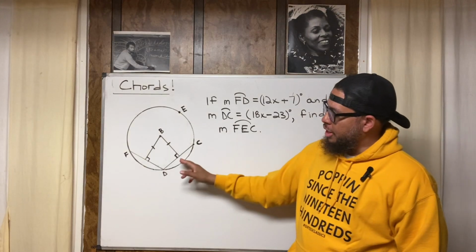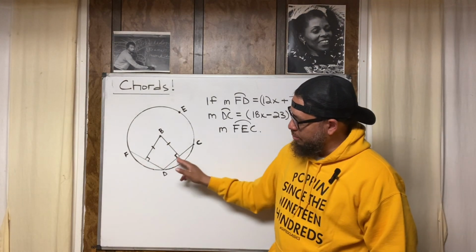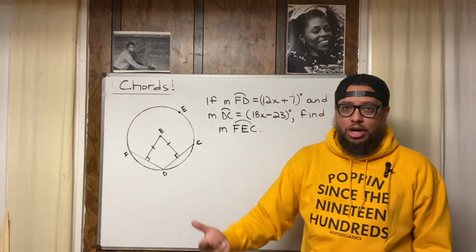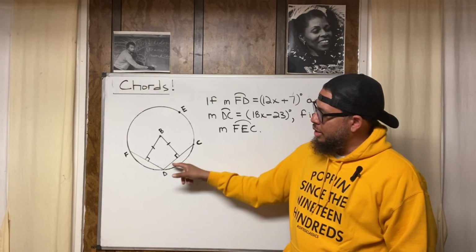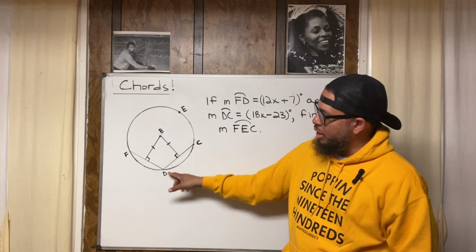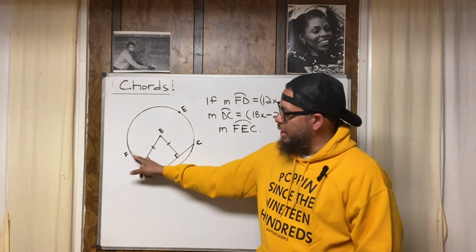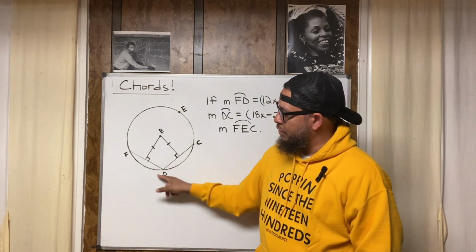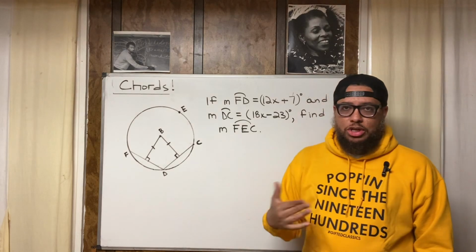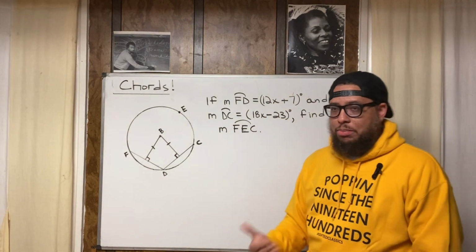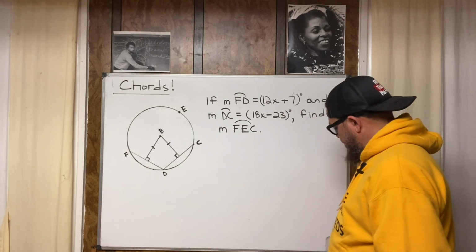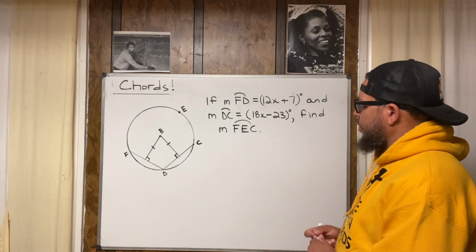Further, if two chords are congruent, then the arcs that they create, right? So chord DC creates arc DC. Chord FD creates arc FD. If those chords are congruent, then the arcs they create must be congruent. So now, because of that, we can work with that, right?